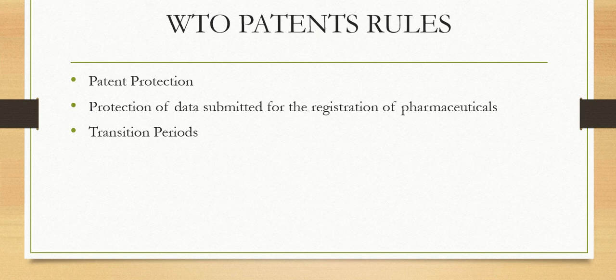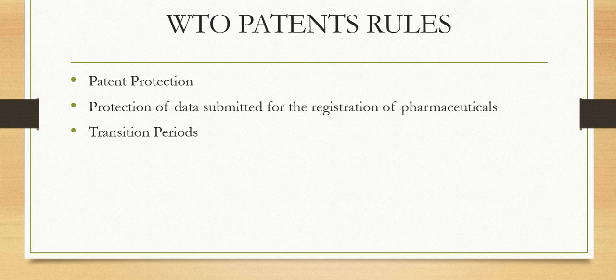The TRIPS agreement provides for a transition period, permitting developing countries additional time to bring changes in the national legislation into conformity with TRIPS provisions. So there were basically three transition periods. First one was 1995 to 2000, at the end of which all the countries were required to implement the TRIPS agreement.